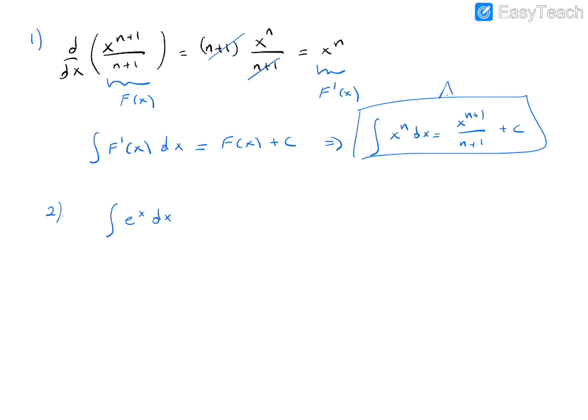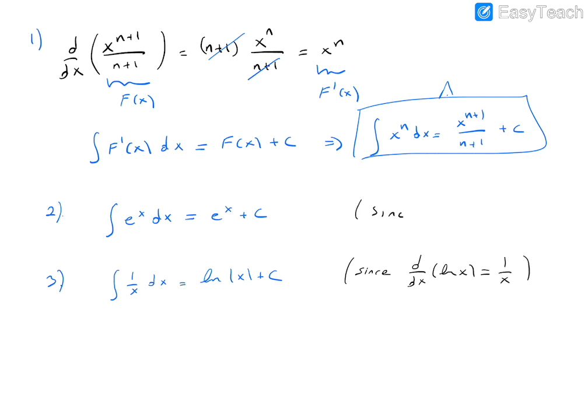The derivative of e to the power x is itself. So the integral of e to the power x is e to the power x plus c. Any constant term can be added. And from the derivative formula, the integral of 1 over x dx is ln absolute value of x plus c, because the derivative of ln x is 1 over x, and the derivative of e to the power x is e to the power x. So by this way, we can define the indefinite integral by using the antiderivative.